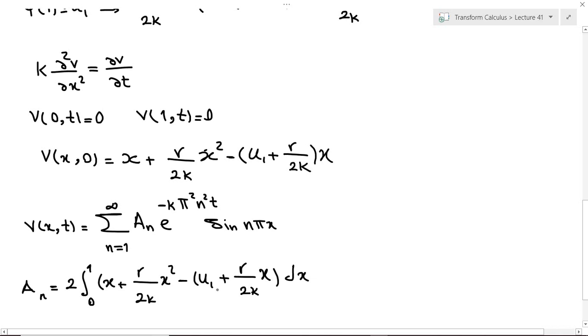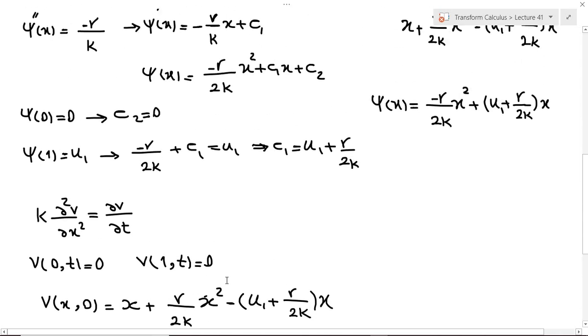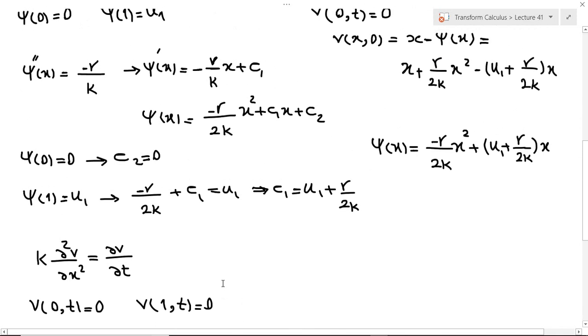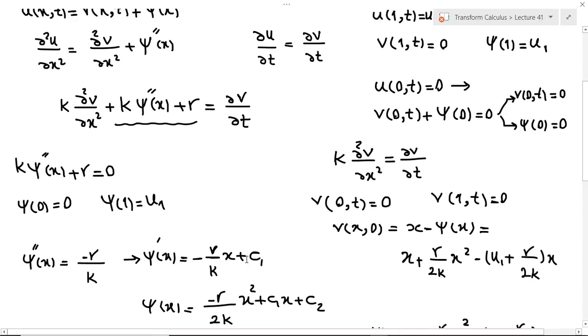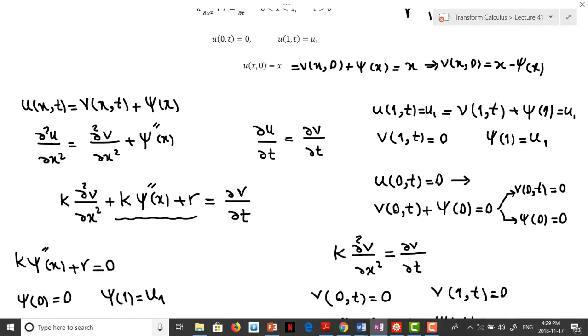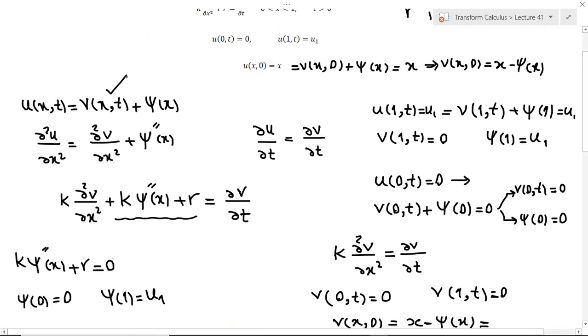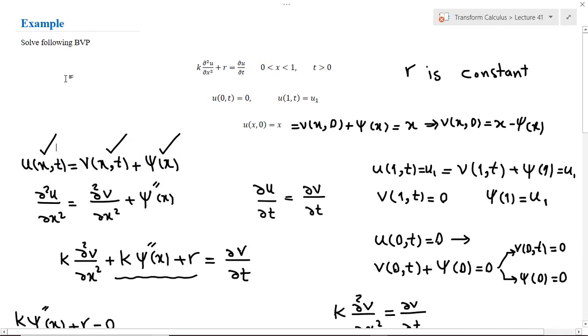So you have an, you plug it in the series, you have v of x and t. V of x and t is known. Psi x, we already found it here. We have minus r divided by 2k times x squared plus u1 plus r over 2k times x. We have both v of x and t and psi x. As a result, we could find u of x and t, which is the solution of this non-homogeneous boundary value problem.